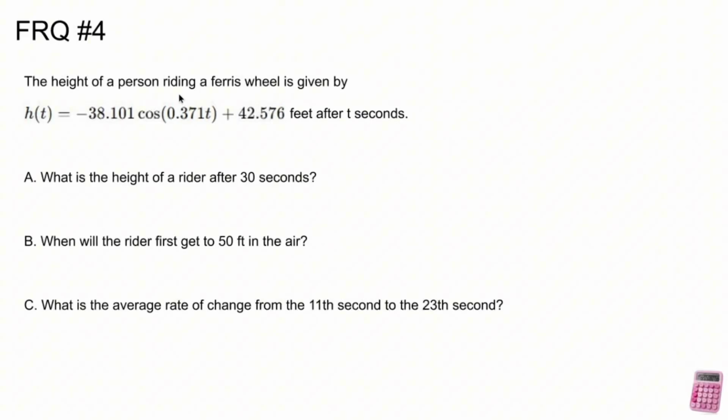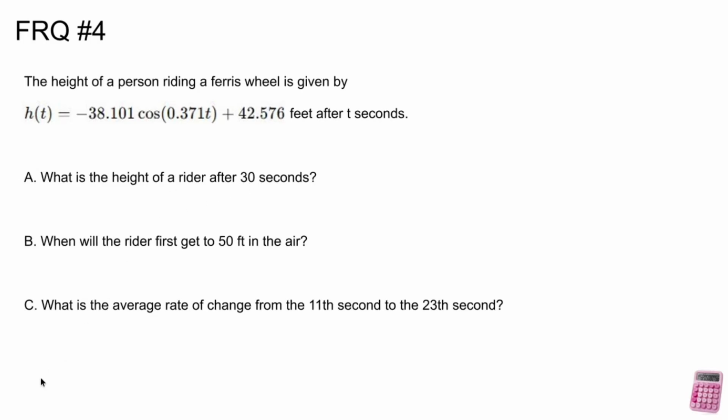The height of a person riding a Ferris wheel is given by this gross, terrible equation right here, in feet after t seconds. What is the height of a rider after 30 seconds? This is a calculator problem, so what we're going to do is throw that into the y equals part of the calculator and then see what happens when t equals 30.